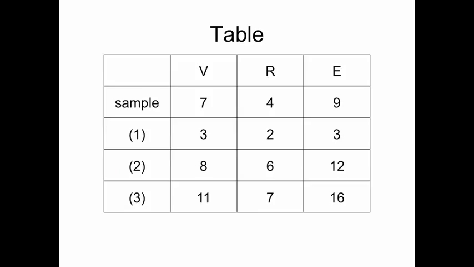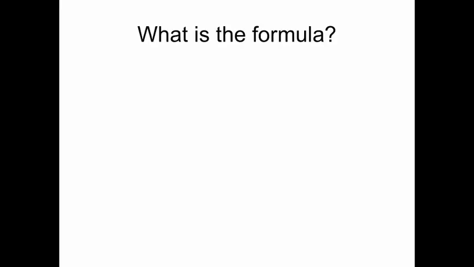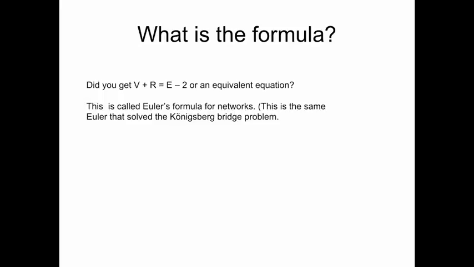Is this what you got for your table? Double check. This should be what you have. Now, what is the relationship? Again, stop the video and see if you can encounter any kind of relationship. There is a formula. Did you come up with it? Here is one way to write it: V plus R is equal to E plus 2, or something similar to that. You could have V plus R minus E is equal to 2, or something else.